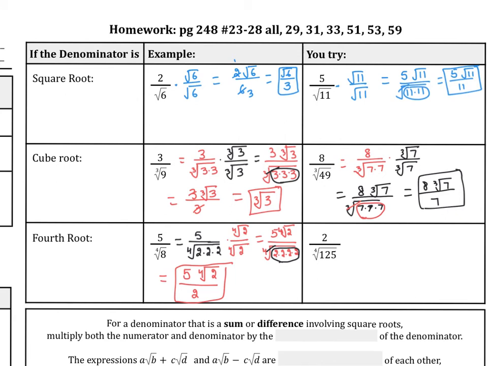Next is, we need 4 of the same numbers. So we have already 5 times 5 times 5. We need one more 5, so we're going to multiply and divide with that 5. On the top you get 2 times the 4th root of 5. On the bottom you make 4 fives, so they get out of the radical symbol. So the answer is just 5 on the bottom.